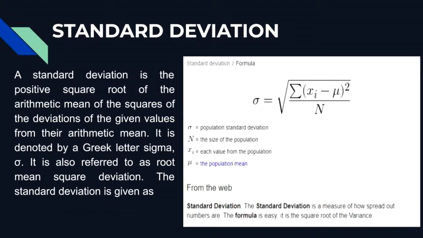The standard deviation. Standard deviation is the positive square root of the arithmetic mean of the squares of the deviations of the given values from their arithmetic mean. It is denoted by the Greek letter sigma. It is also referred to as root mean square deviation. The population standard deviation equals the square root of the summation of each value from the population minus the population mean squared, over the size of the population.